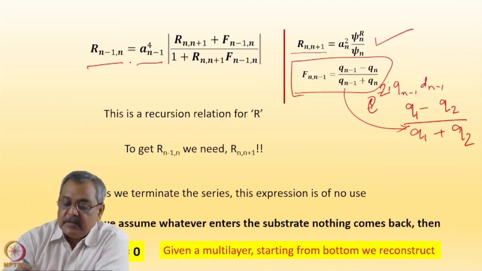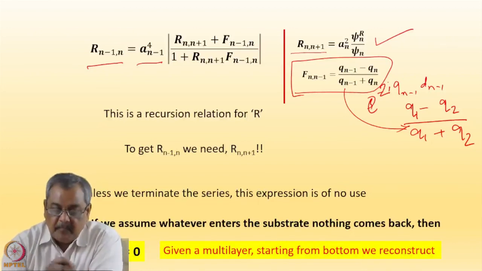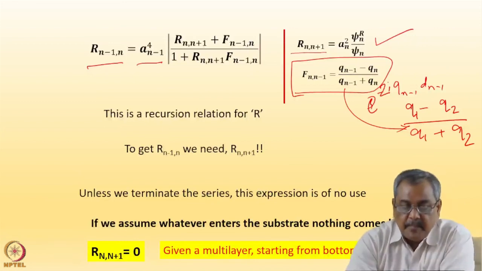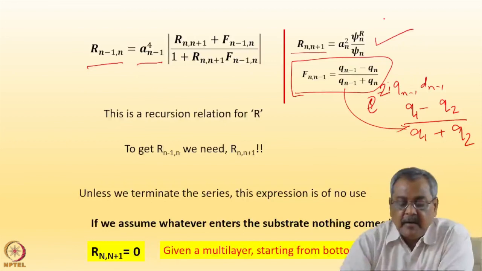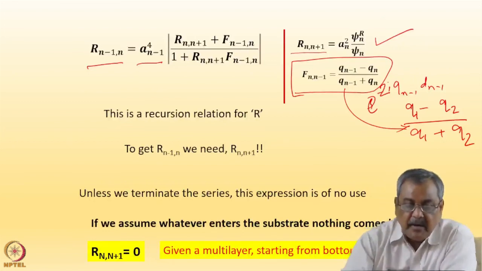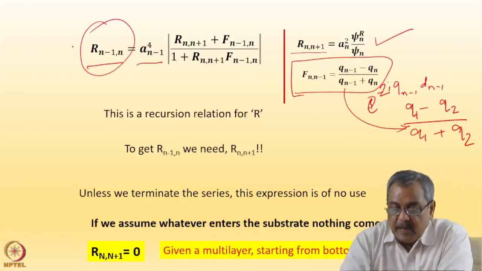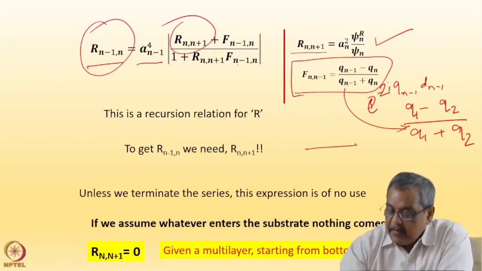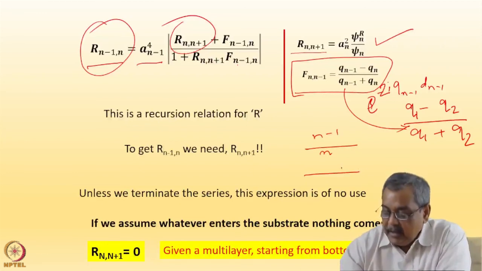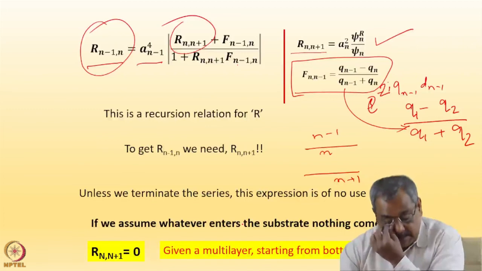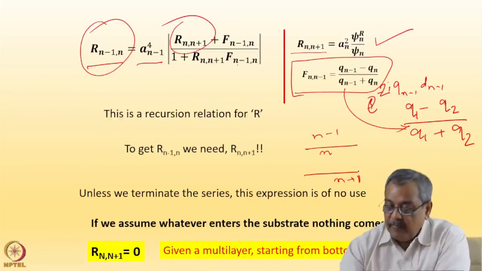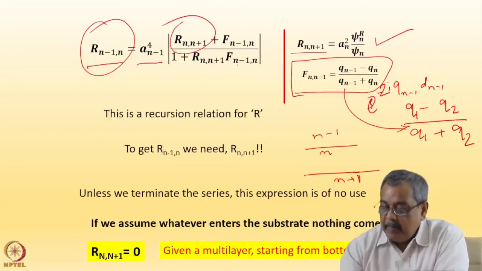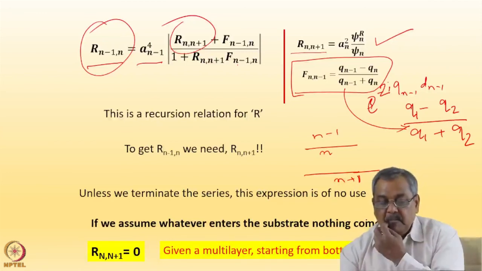You see, this is a recursion formula for r, where I can go from layer to layer and keep calculating r_{n-1,n}, and then by squaring I can get the scattered reflected intensity. But interestingly, to get r_{n-1,n}, I need r_{n,n+1}. So that means to get the reflected intensity at the interface of the n minus 1 and nth layer, I need the reflected amplitude at the nth and n plus 1th layer. Now that's a problem, because to get the reflected amplitude at the n and n plus 1th layer, I need the reflection amplitude at the n plus 1 and n plus 2th layer. So how to get rid of this problem?